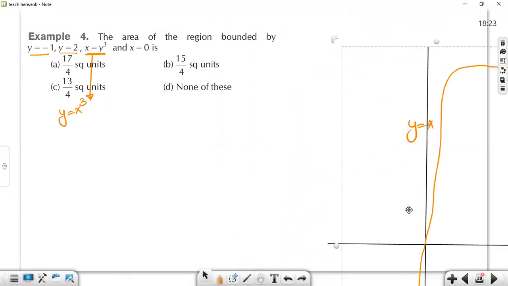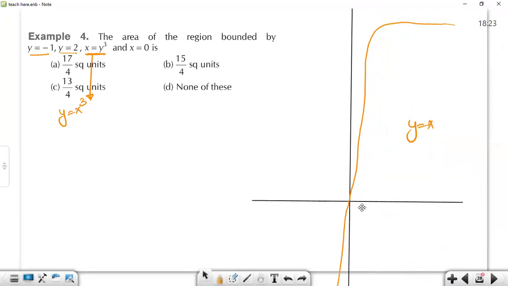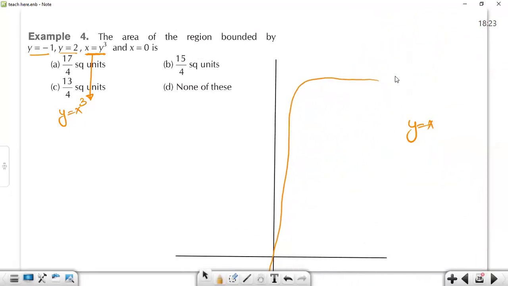Oh man. Now this is our graph. Very big. Absurd.